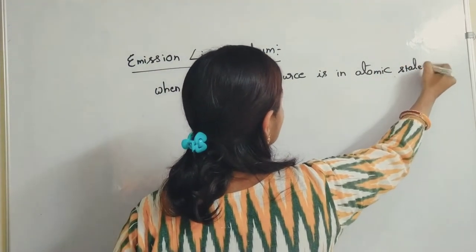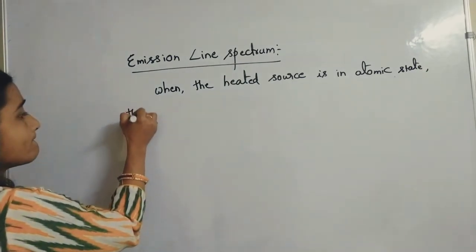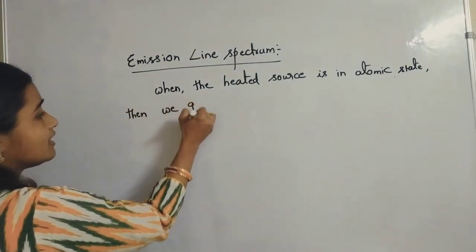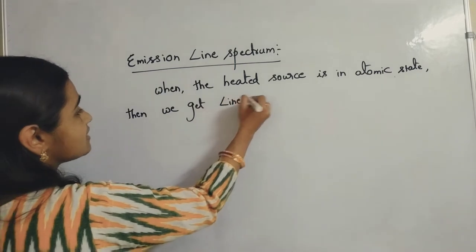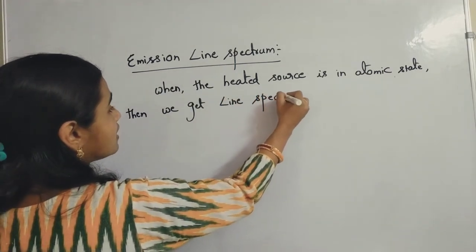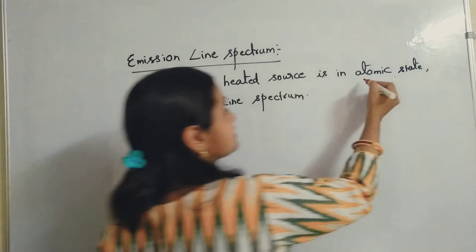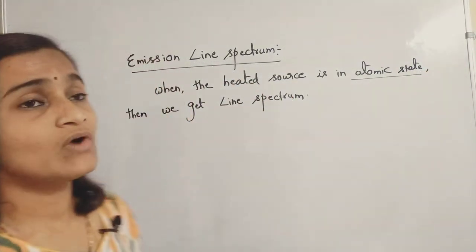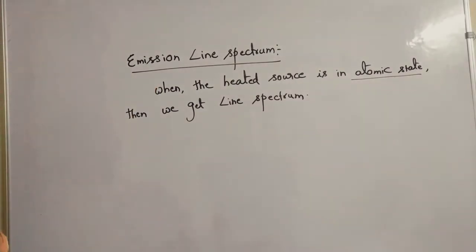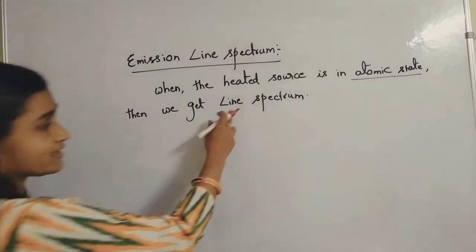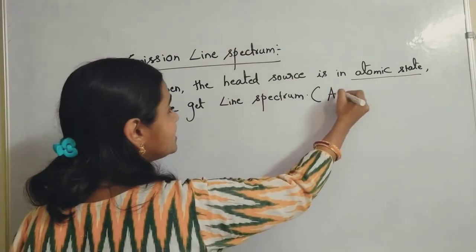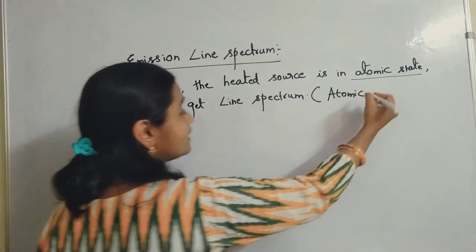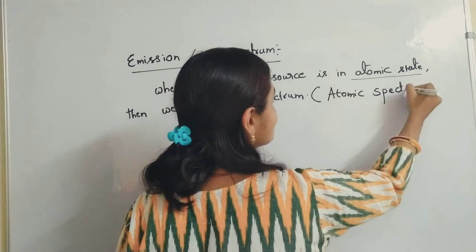When the heated source is in atomic state, then we get line spectrum. Please remember this; it is very important for us. Whatever substance is being heated, whatever spectrum is obtained, if the heated source is in atomic state, you call it a line spectrum. You can also call it an atomic spectrum. Atomic spectrum means line spectrum only.